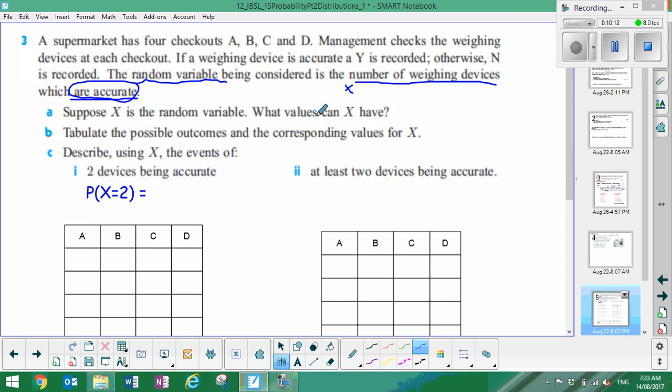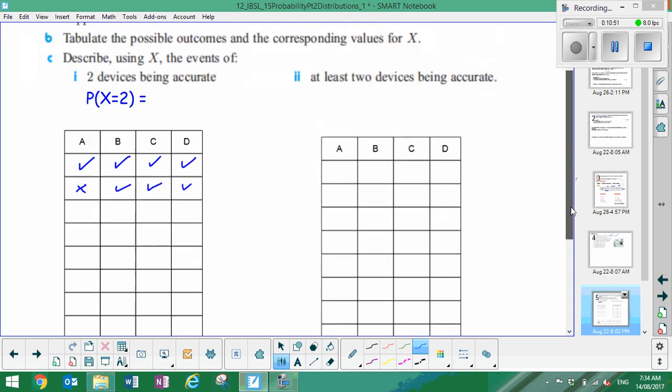Suppose X is the random variable, what values can X have? All right, have a think about that, and then we'll come to class with it. Tabulate the possible outcomes and the resulting values for X. So the first scenario is, we're talking about accuracy. So our first one could be working, our next one could be working, next one working, so they could all be working. Then another scenario is, I'm doing a tick instead of Y's and N's. This could be not working and the other's working. Anyway, go through, if you can, have a go at those questions.